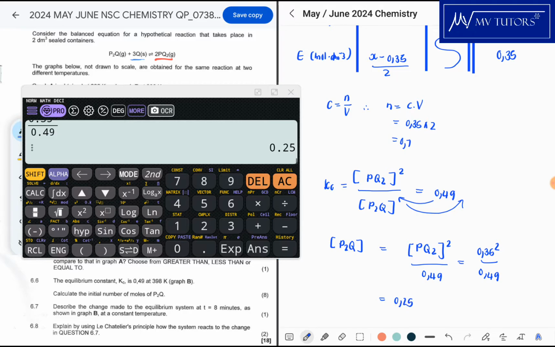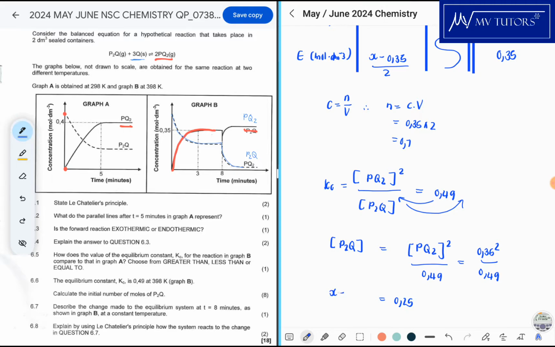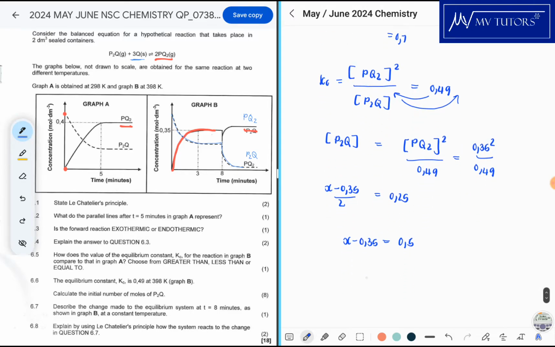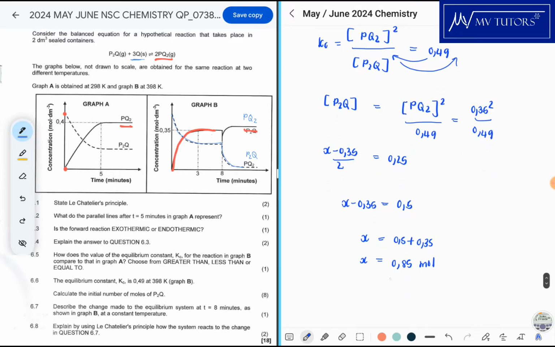And what is the concentration of our reactants? That's basically X minus 0.35 divided by 2. So now we have X minus 0.35. So 2 times 0.25, that's just 0.5. And 0.5 plus 0.35 is just going to be 0.85 mole. That's the initial amount that we've been looking for. And that is your 8 marks.